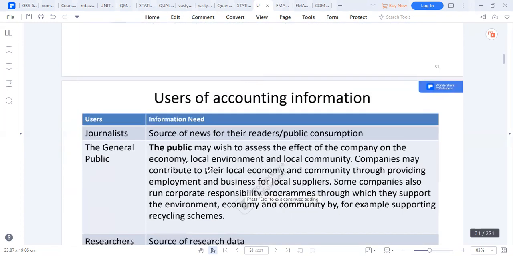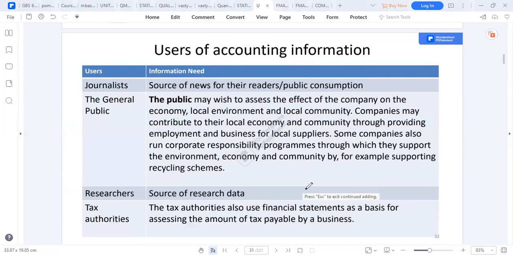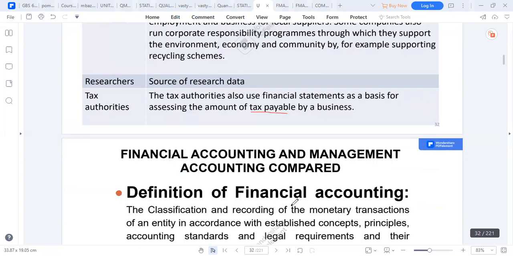The journalist uses it as a source of public information, and the general public wants to know whether this company is able to support them through social corporate responsibilities. For researchers, the data is essential for their research, and tax authorities check whether they're compliant with taxes.